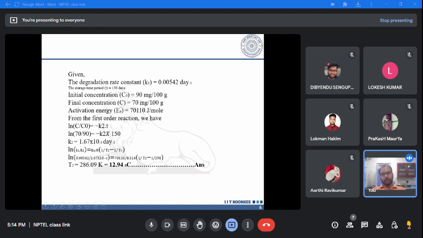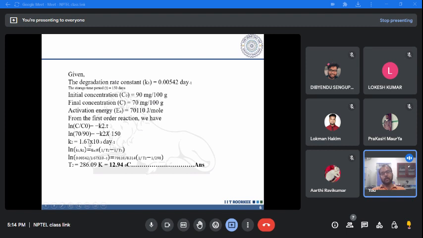In the formula, log C upon C0, that is final concentration upon initial concentration, equal to minus K2 into T. So we have final concentration 70 mg upon 90 equal to K2 into 150, because we have the storage time 150. By this we can calculate K2.